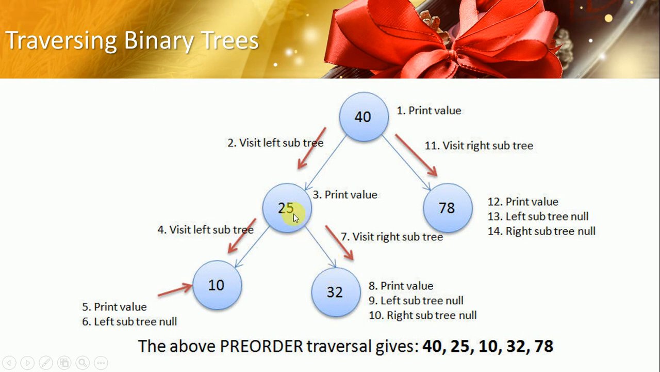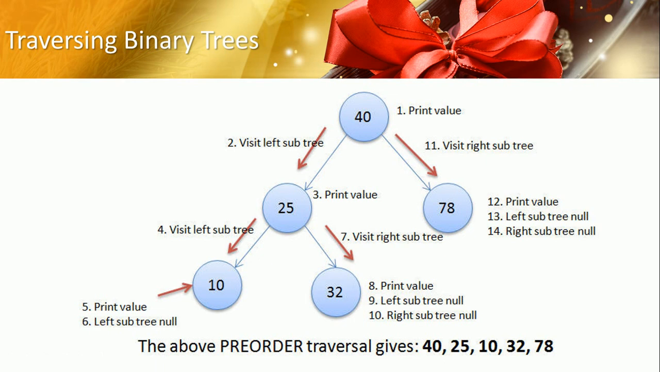So we are going back to the root node. The root node is processed, and the left subtree is completely processed. Now we are going to the right node. That is the 10th step. The 11th step is to visit the right subtree. In the right subtree we reach 78, which is itself a node, so we print the node. 78 is printed. Now we visit the left subtree, which is null. Now we visit the right subtree, which is also null.